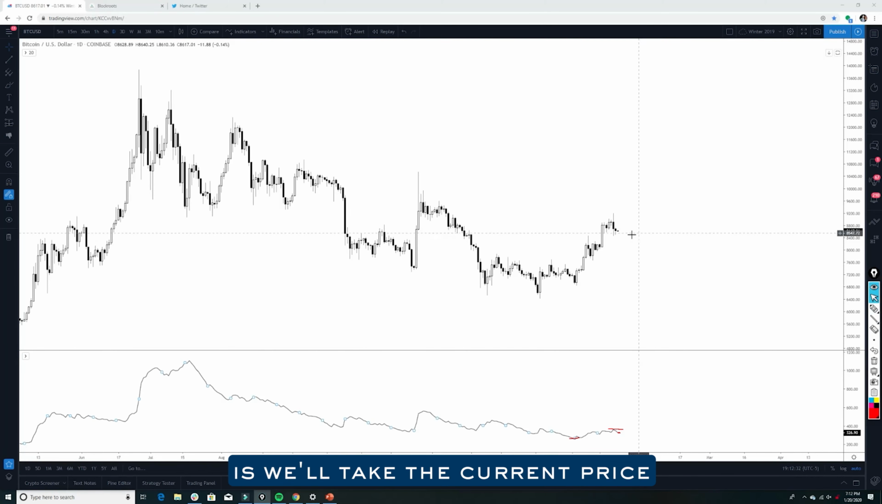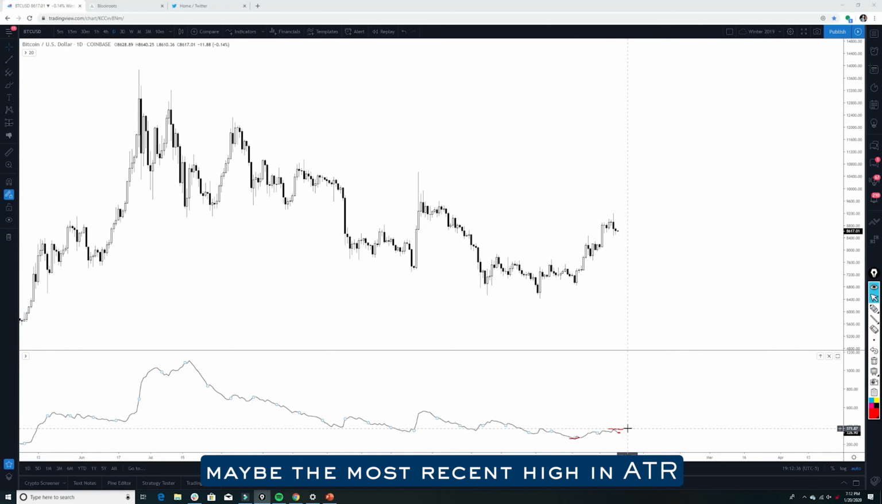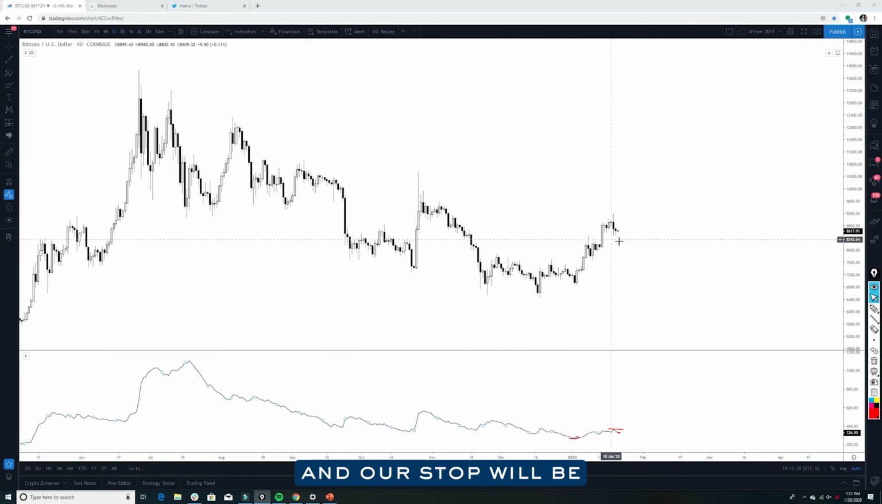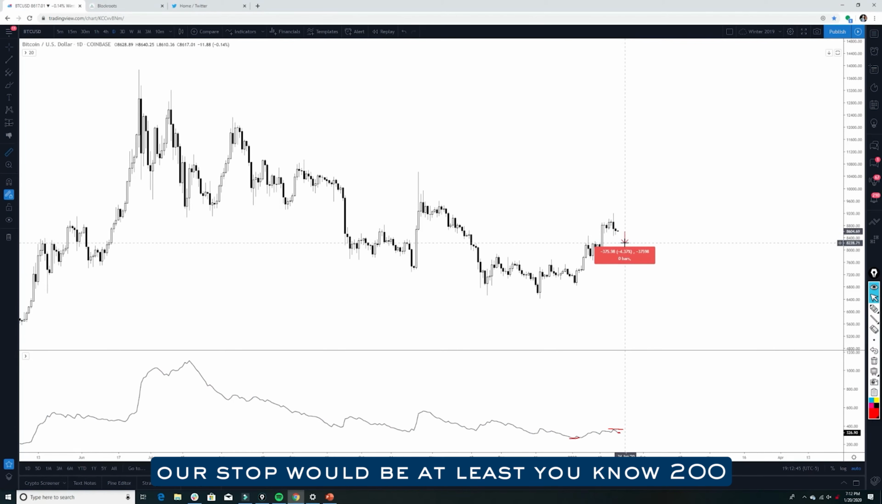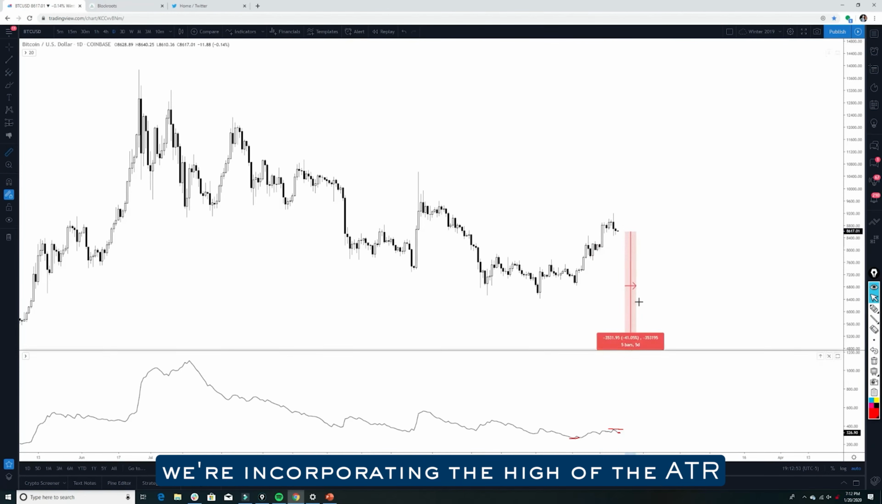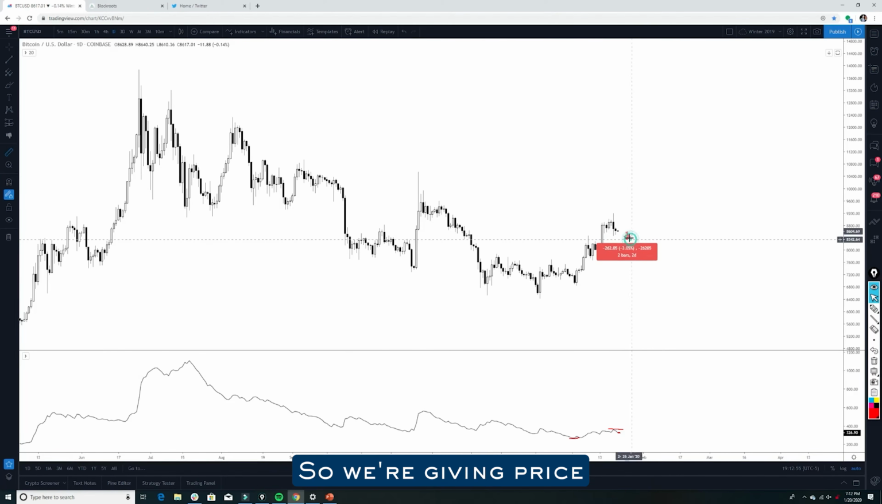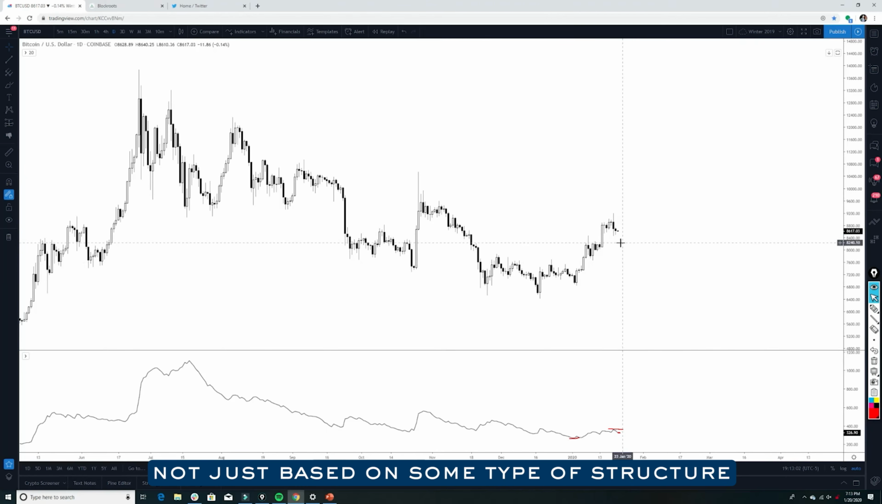So what this means is we'll take the current price, all right? We'll take maybe the most recent high in ATR, and our stop will be a minimum of that value. So for $360, okay, so from here, our stop would be at least 8,240, okay? Because at least in that case, we're incorporating the high of the ATR, all right? So we're giving price room to breathe based on what the volatility is for the trend, not just based on some type of structure, okay?